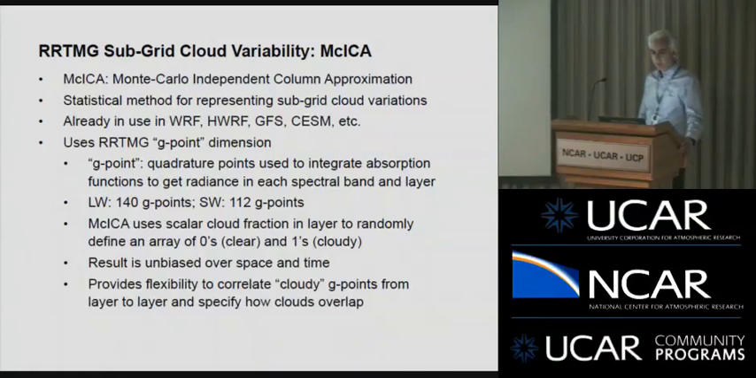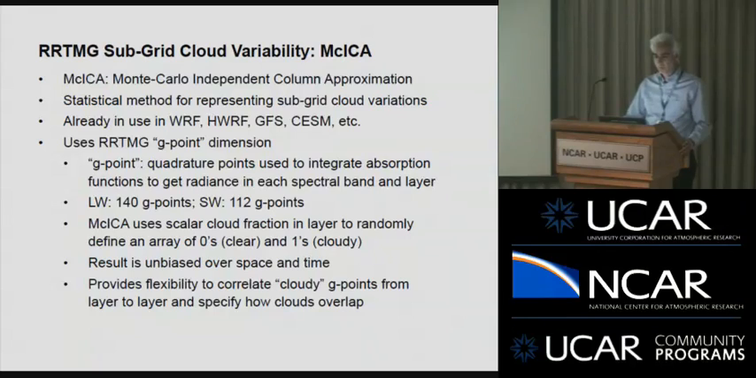So let's back up a little bit and talk about cloud overlap. The key feature to doing the cloud overlap in RRTMG is McICA. This is the Monte Carlo Independent Column Approximation. This is a statistical method that's used for representing subgrid cloud variations. It's already in use in WRF and in HWRF, GFS, CESM, many other models.